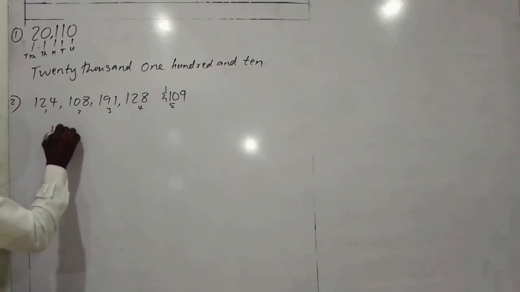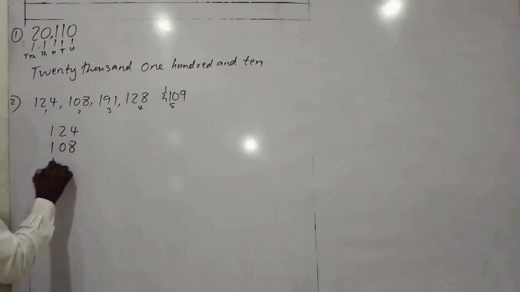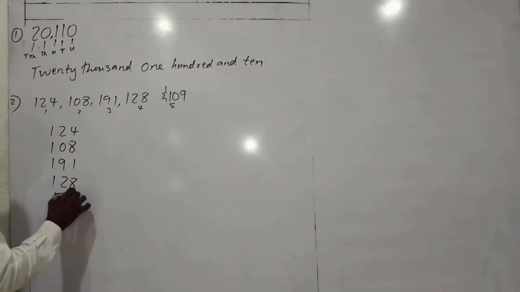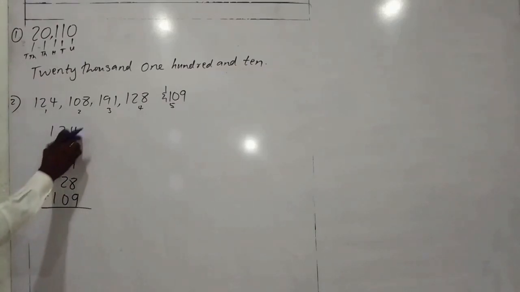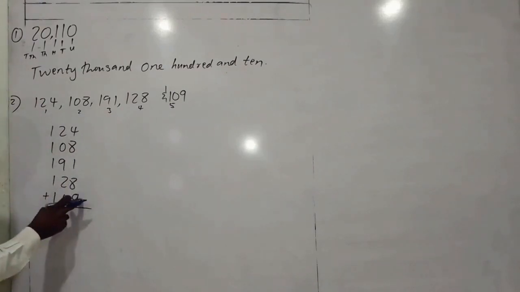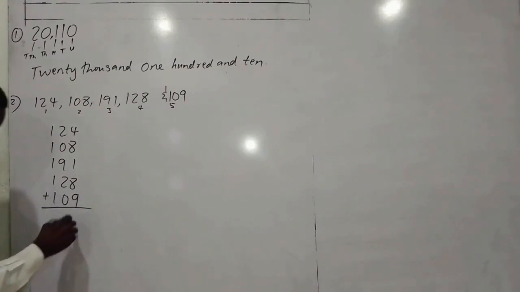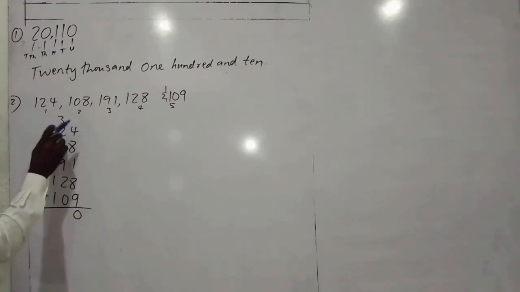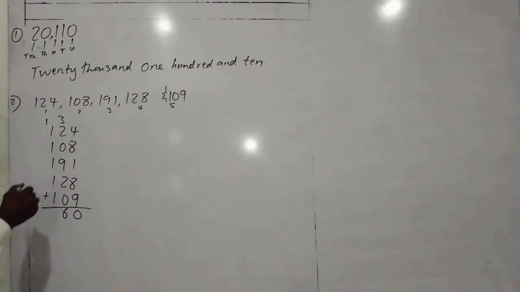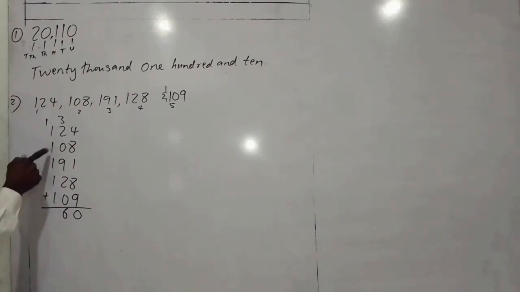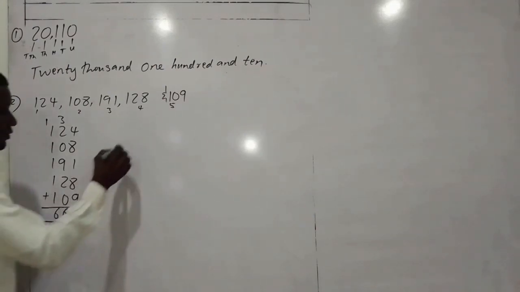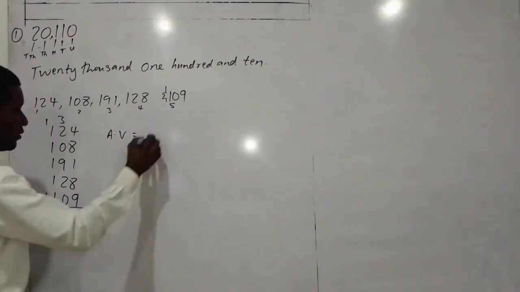Then, the next thing we need to do is to sum up all the numbers given to us. And this includes 124, 108, 191, 128, 109. So let's add up: 4 plus 8, that's 12, 13 plus 9 gives us 21, 30. Write your 0, keep your 3. 3 plus 2 is 5, 14, 16. Write your 6, keep your 1. 1 plus 1, 2, 3, 4, 5, 6. So our final answer is what? 660.